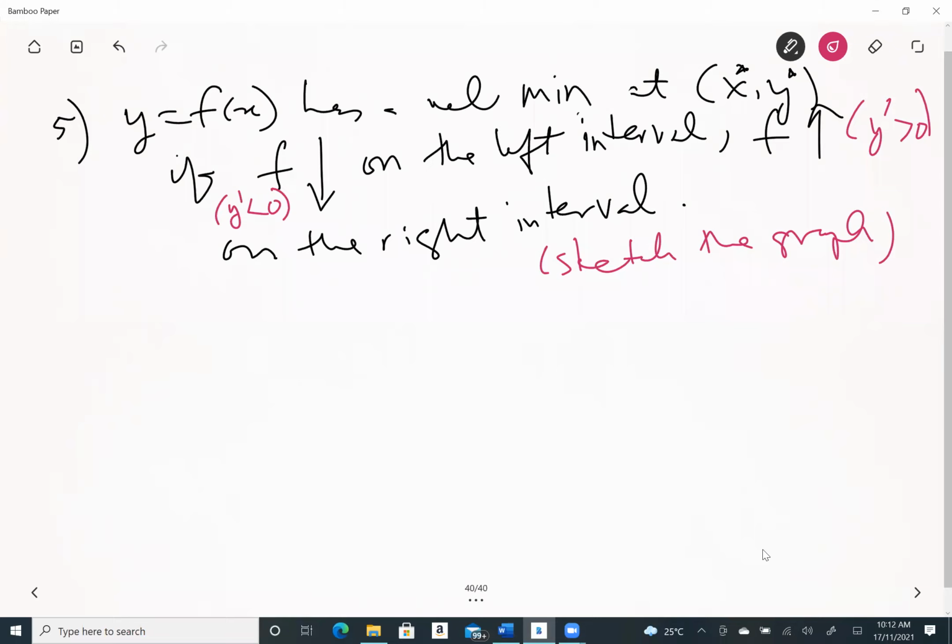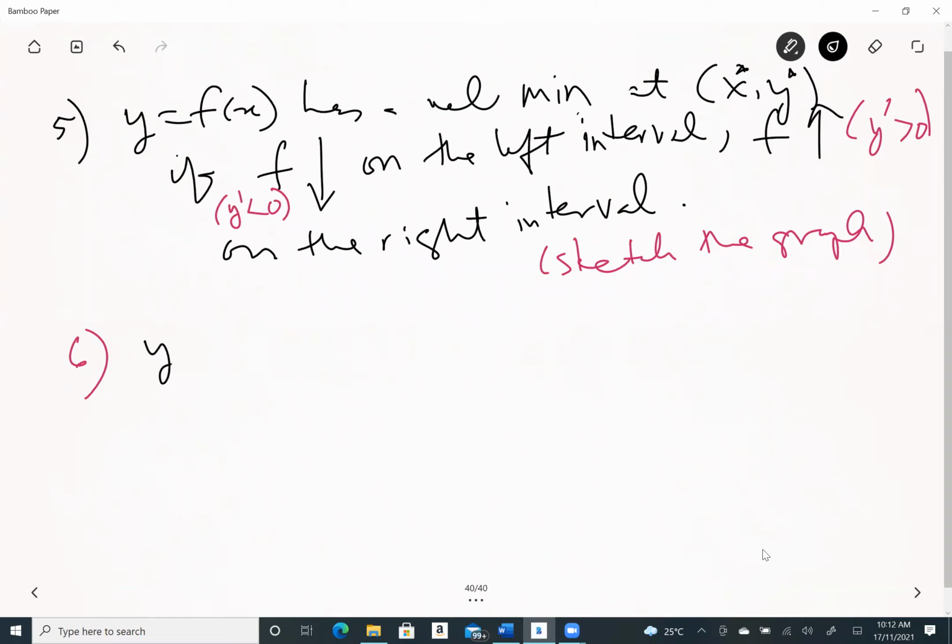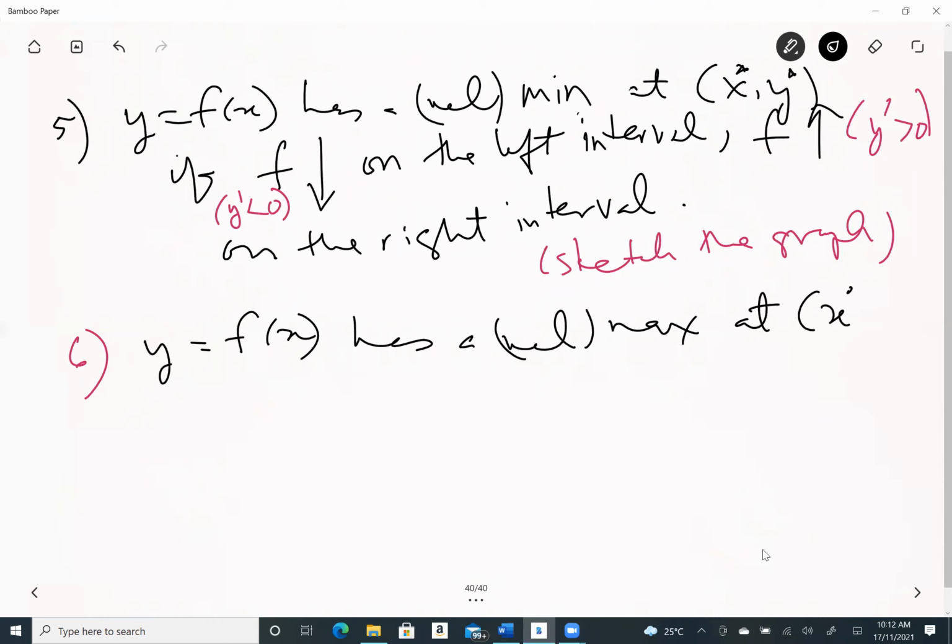All right. Number 6. The function y equal to f of x has a relative maximum at the critical point x star, y star, if what? If the function is increasing on where? On the left interval.